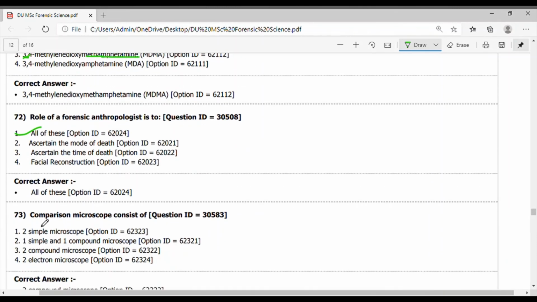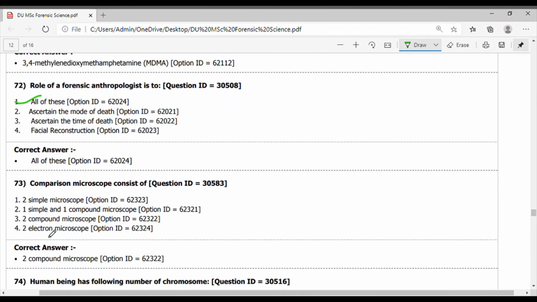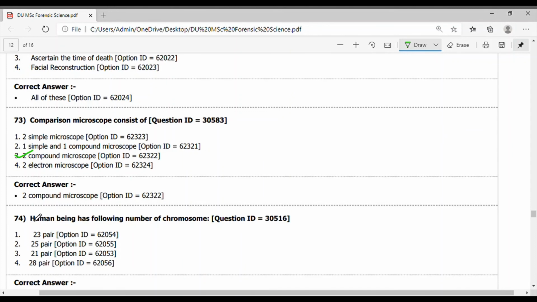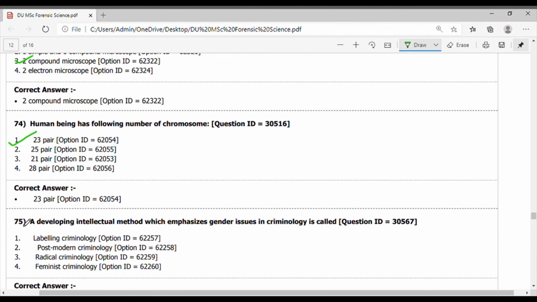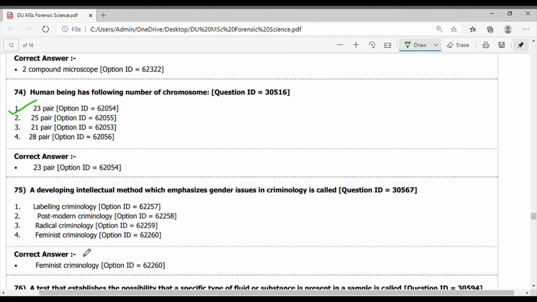Question 73. The comparison microscope consists of two compound microscopes. Question 74. Human beings have the following number of chromosomes, and humans have 23 pairs of chromosomes. So in 74 option 1 is the correct. In the 75th question, a developing intellectual method which emphasizes gender issues in criminology is called feminist criminology.